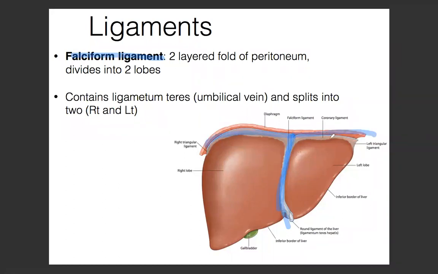So it splits into 2, part that goes to the right and part that goes to the left. It contains the ligamentum teres, which is the umbilical vein. So basically, in embryos, the umbilical vein goes through the liver, and in adults, it's no longer needed, so it becomes a ligament.